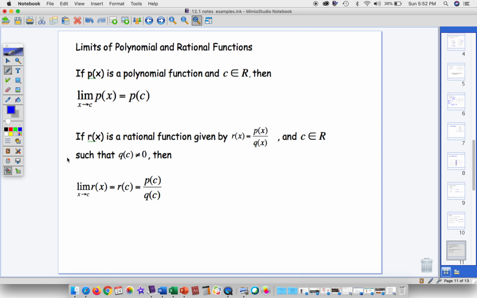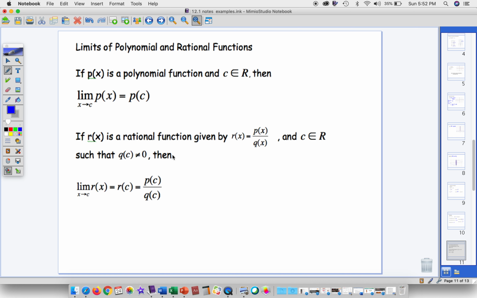So let's look at polynomial and rational functions. If p of x is a polynomial function and c is an element of the reals, then the limit of p of x as x approaches c is equal to p of c. This is going back to the direct substitution that I was talking about. If we have a polynomial function, remember that's a continuous function. We don't have to worry about any discontinuity. So we can do that direct substitution and calculate the limit as p of c, substituting c in.